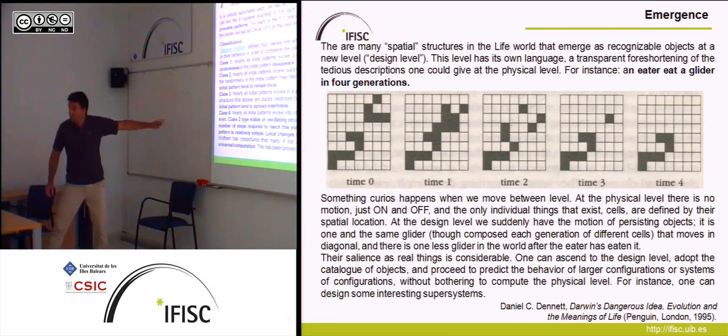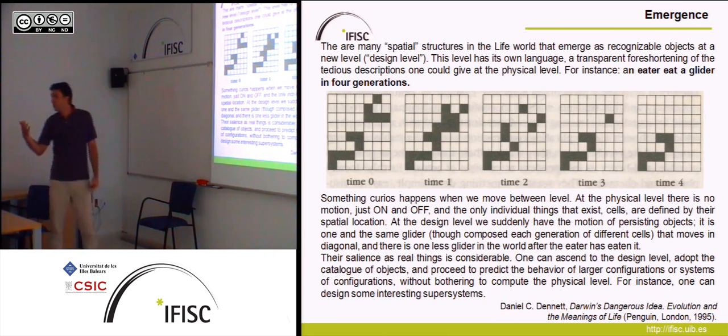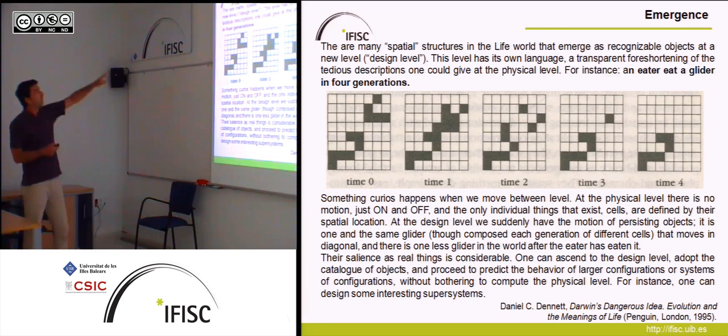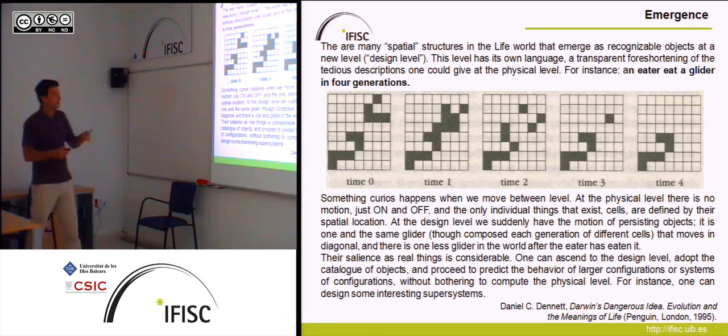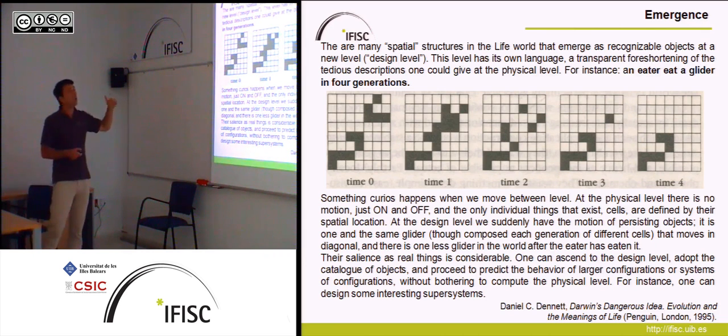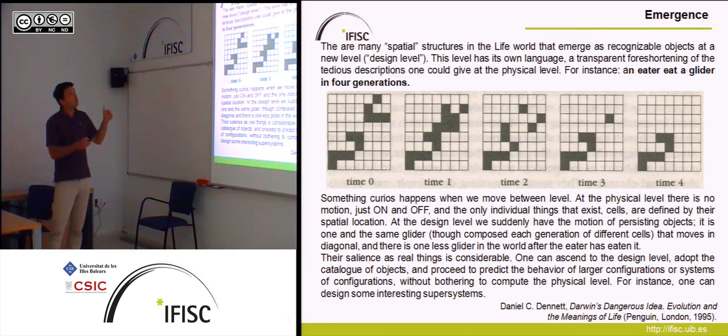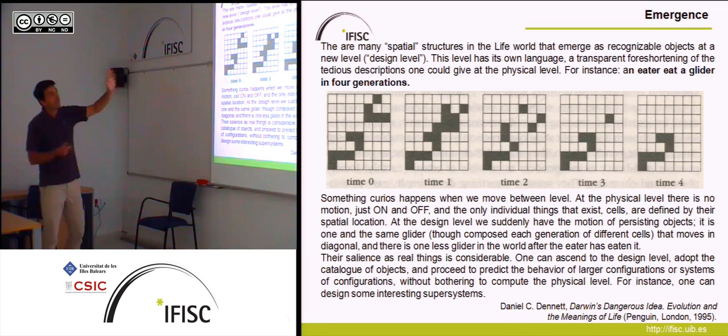This criticality gives these systems very interesting properties, in particular the emergence of things. This is a discussion taken from the book Darwin's Dangerous Idea. There are many special structures in the Life world that emerge as recognizable objects at a new level. The author called this a design level. The level has its own language, a transparent foreshortening of the tedious description one could give at the physical level.